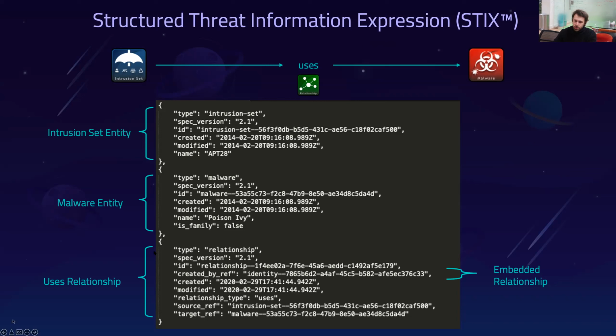And then the third object is a relationship. And the relationship is of type uses. And that is effectively the edge that connects the intrusion set to the malware. But where it gets quite interesting with STIX is that relations are considered to be first-class citizens in the model itself. And one of the consequences of that is that we can actually create embedded relations. So here we've got a created_by_ref, which connects the uses relationship to some identity object. And we'll see in a second why that's interesting for TypeDB.